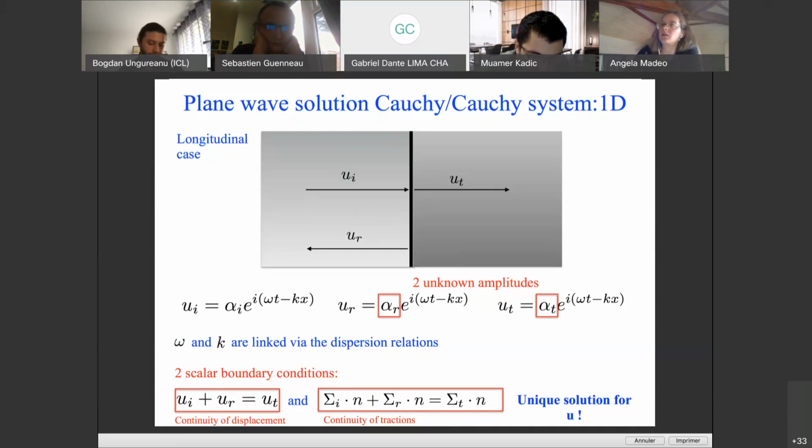Because everything else is known: we say the frequency of the incident wave is known, it is the same for all other waves, and the k is known from the dispersion curves. So we have just the two amplitudes as unknowns, and these amplitudes are classically determined by imposing boundary conditions, or in this case, continuity conditions at the interface. The solution is unique because the problem of elasticity, we all know, is well posed.